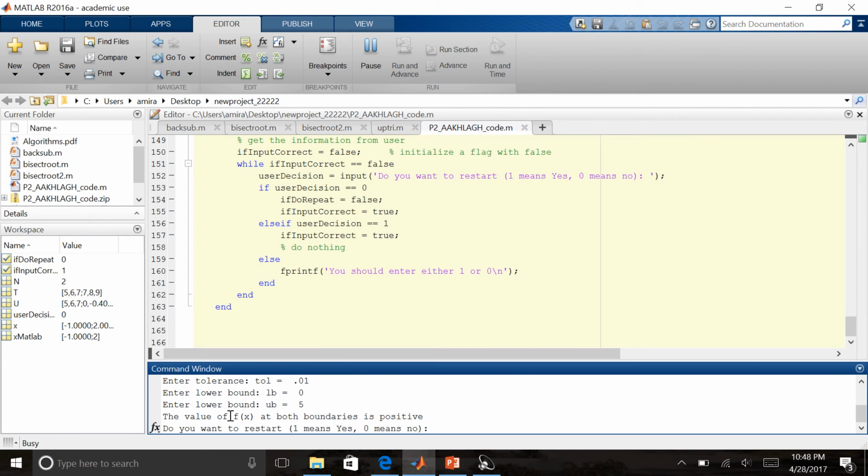Here it'll display again that the value of the function at both boundaries is positive, and it will ask us if we want to restart again. So let me put 1 for yes. And again, it asks for entering an n by 1 vector. A equals, let's say, 5, 6, 7, 8, 9, 10.